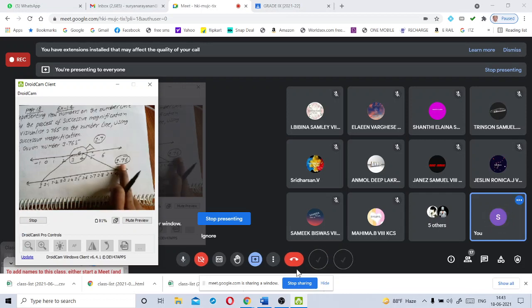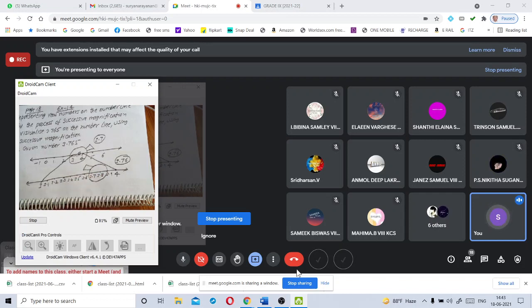7, 6. Between which numbers does it lie here? On this number line, 3.7 and 3.8. Yes or no? This number lies between 3.7 and 3.8. So we have to magnify this part.